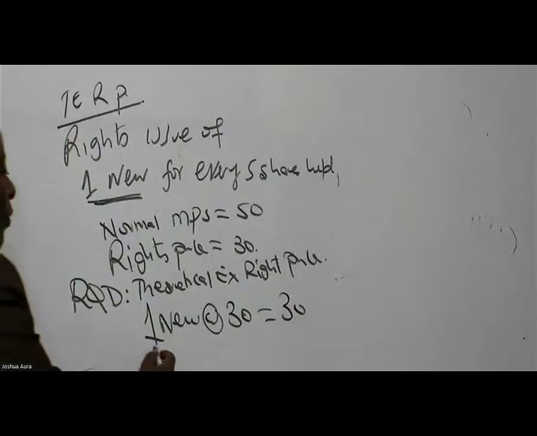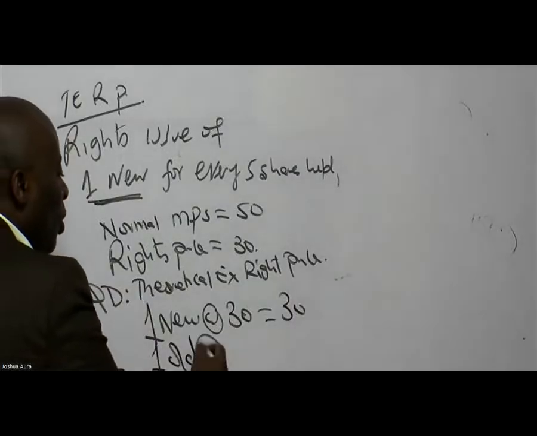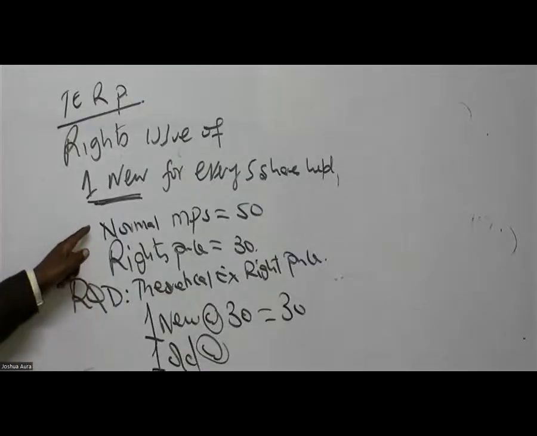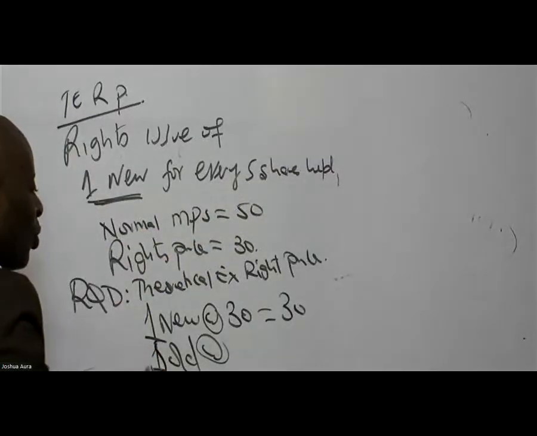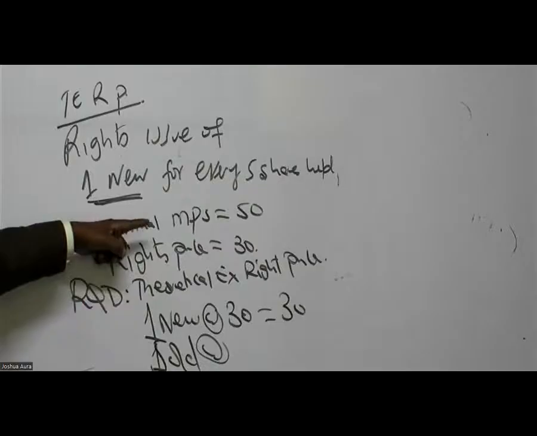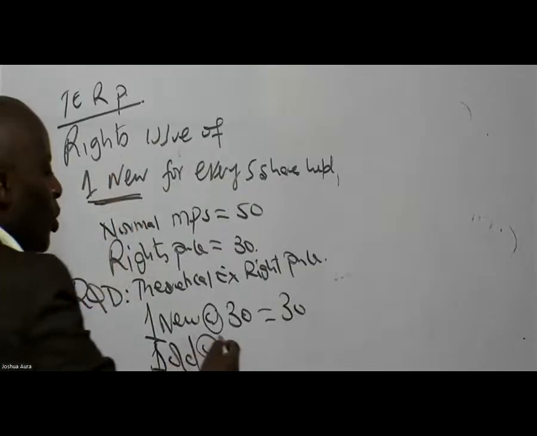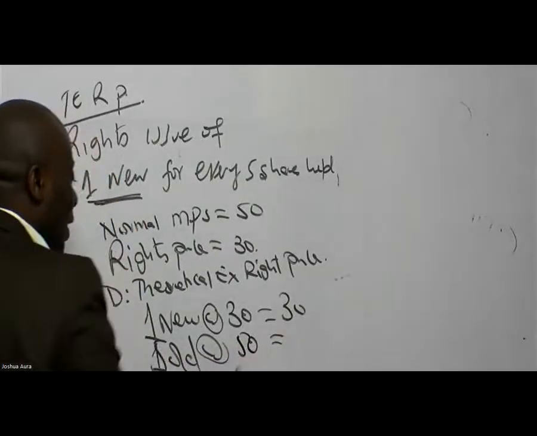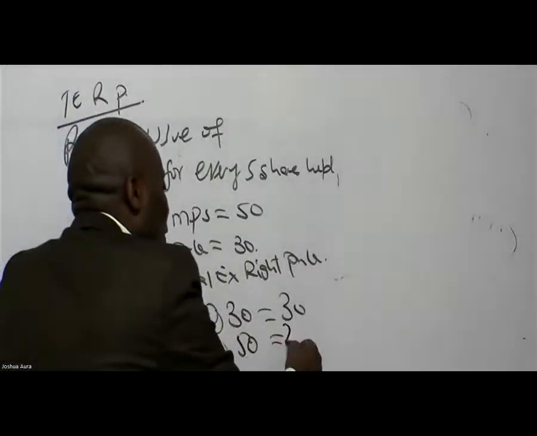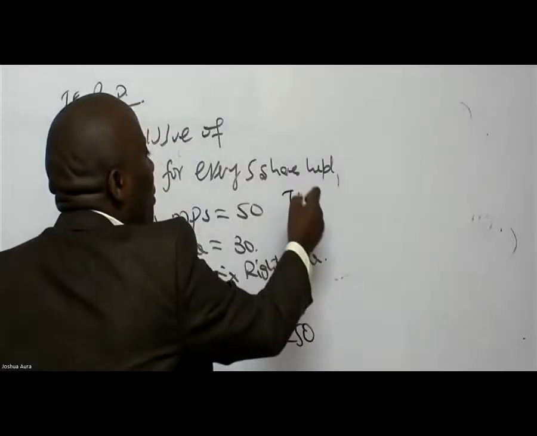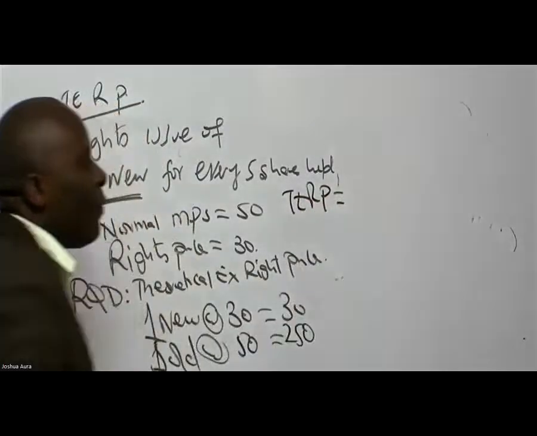Right? And then we have old shares. Not 1, but 5, for every 5 shares held. So these 5 are the old shares, at the old price, which is 50. So what is 5 times 50? This gives me 250. And then you were told in that video very simply, the theoretical X rights price is the average.